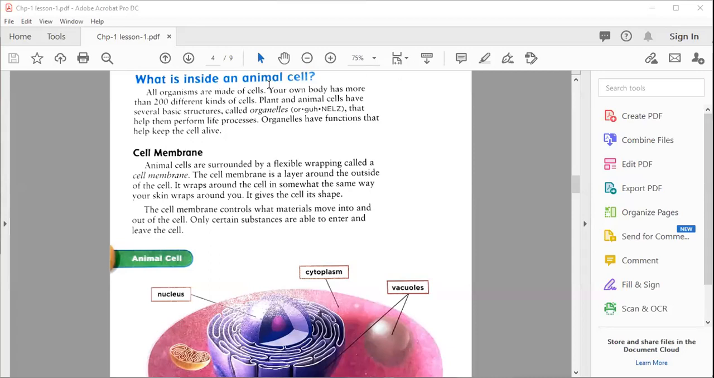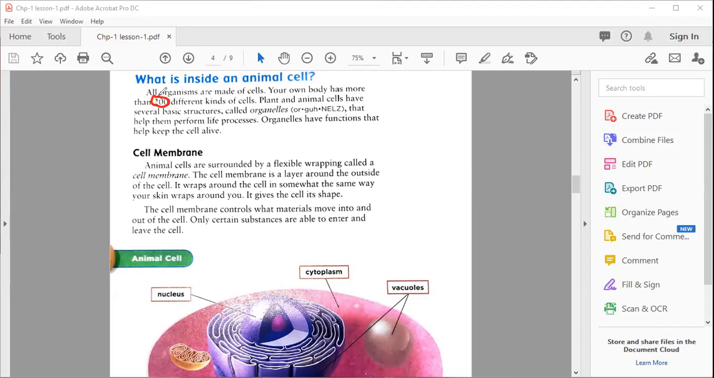Today we're going to discuss the organelles, the structures present inside an animal cell. There are more than 200 different kinds of cell. It tells you that you have more than 200 different types of cell. What does it mean? Your hair cells are completely different from your skin cells. Your skin cells are different from your heart cells. So there are more than 200 different types.